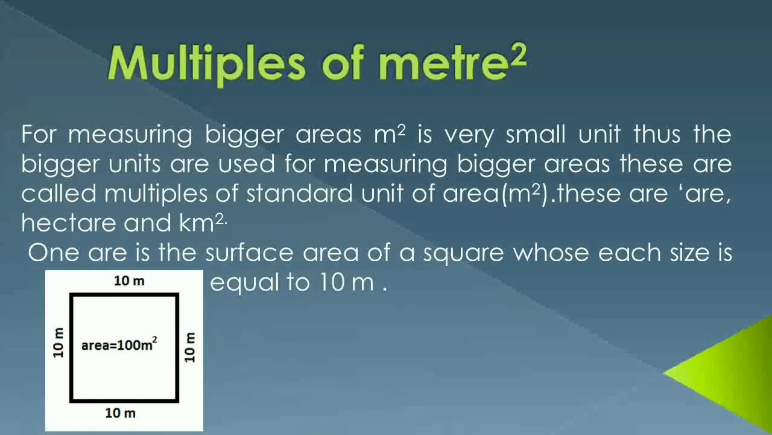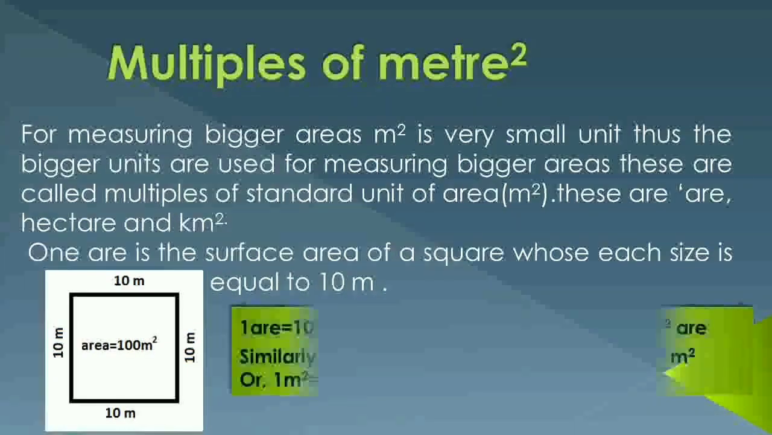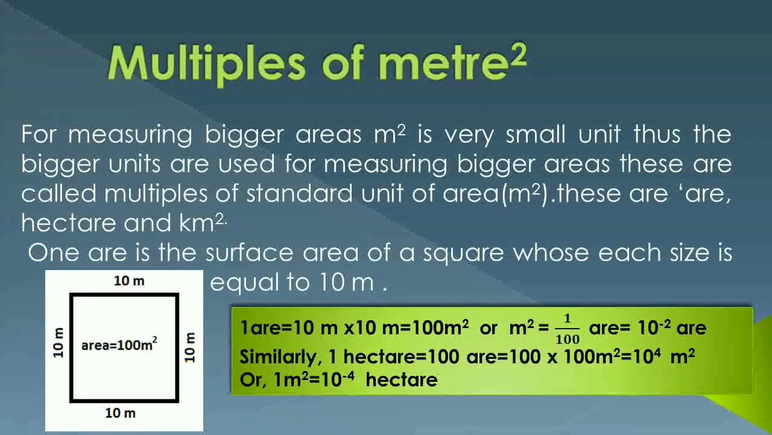Okay, so are is the surface area of this square. Clear? So in that way we can say that after converting 1 are into meter, 1 are is equal to, by putting the formula, length into length, that means side into side. This is the formula of the area of a square. Here it will be 10 meter into 10 meter.